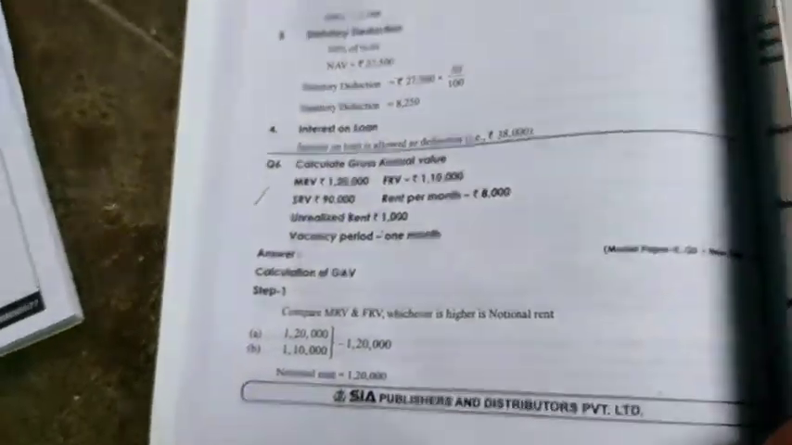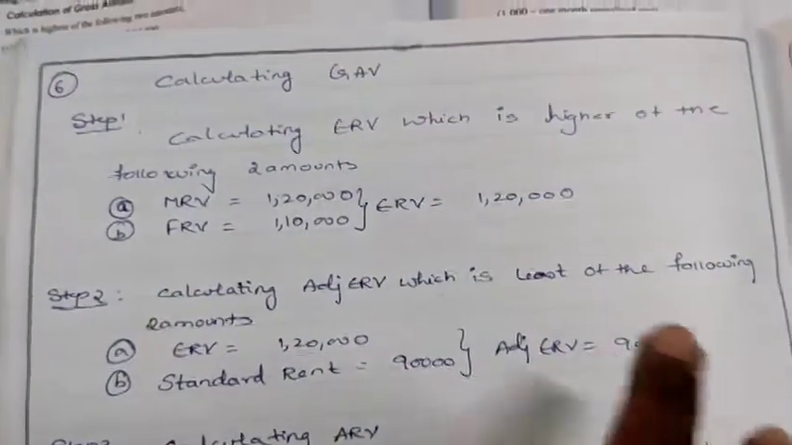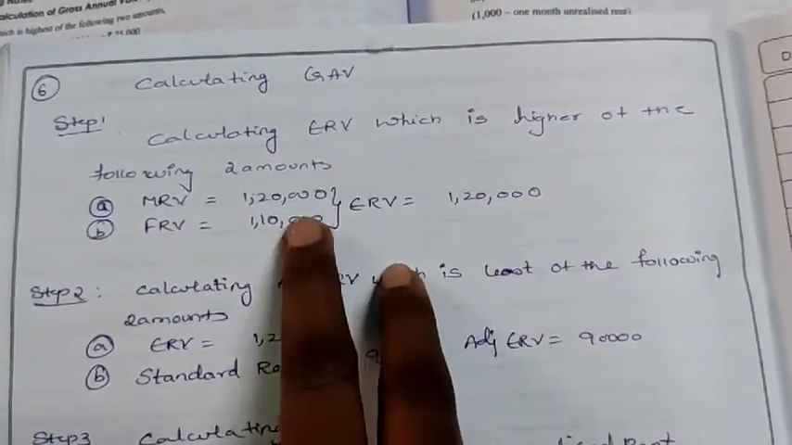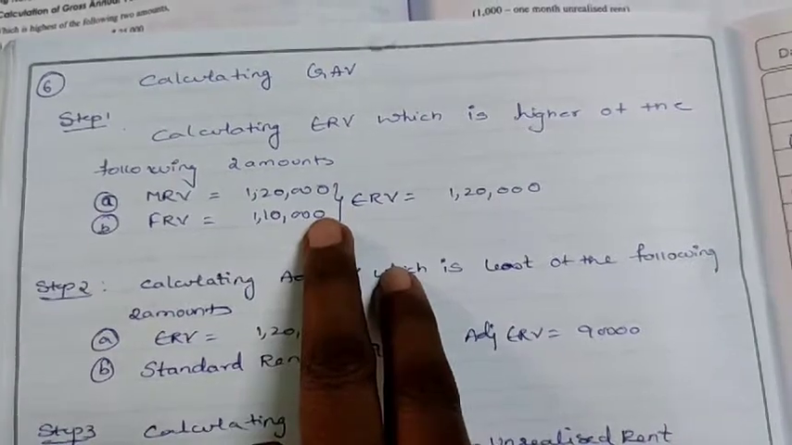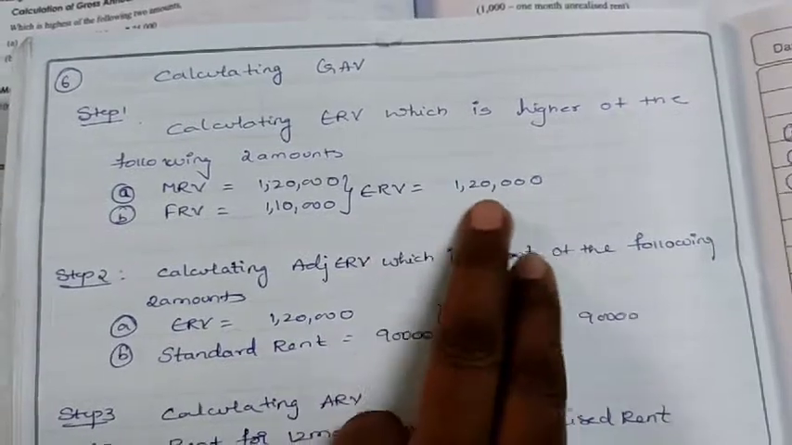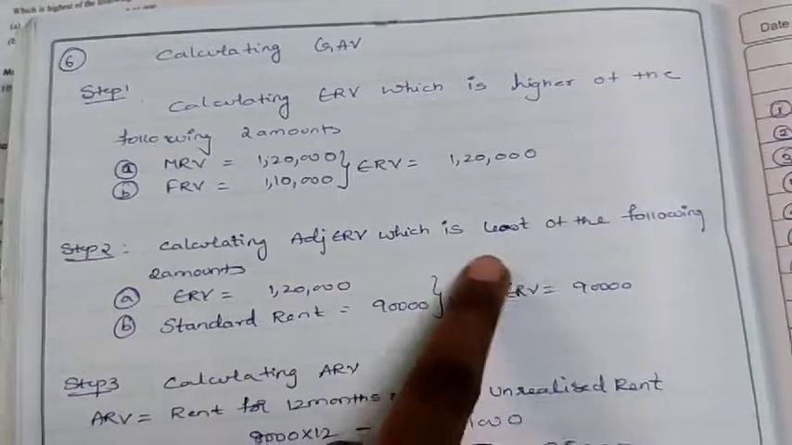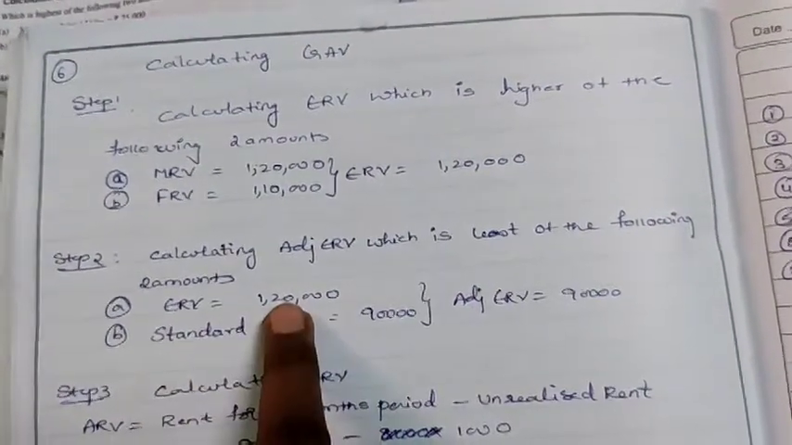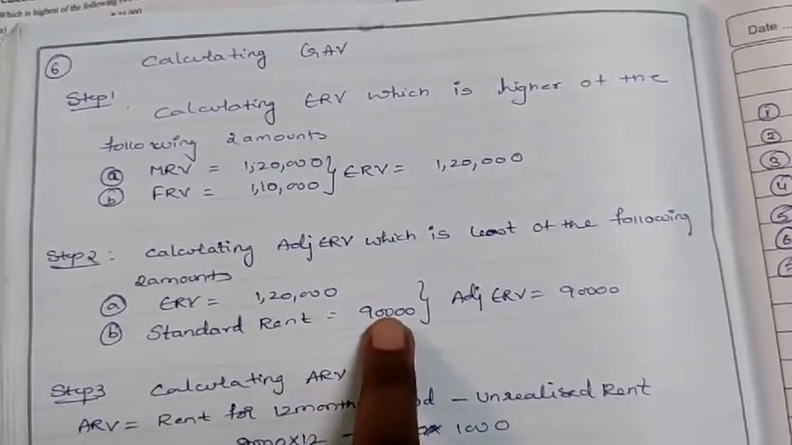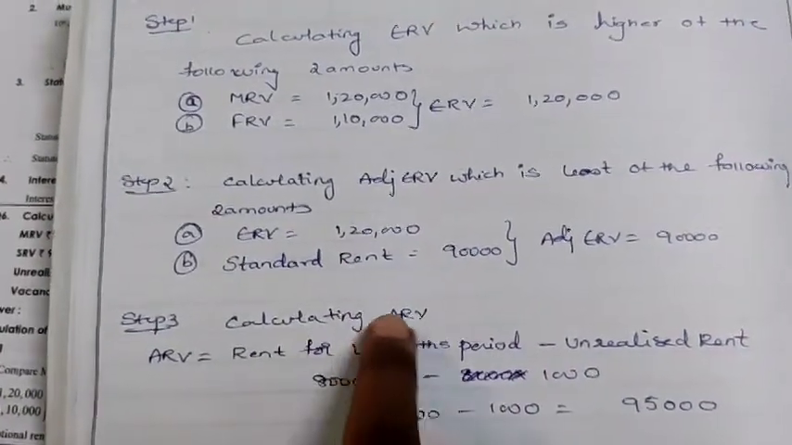So now you see here, calculating GAV. What is the first step here? Calculating ERV, which is the higher of the following two amounts, MRV and FRV. MRV 1,20,000 is given and FRV 1,10,000. The higher value will be the ERV. So expected rental value is 1,20,000. Next, step 2, calculating adjusted ERV, which is the least of the following two amounts: ERV 1,20,000 and standard rent 90,000. We select the least amount, so adjusted ERV is 90,000.